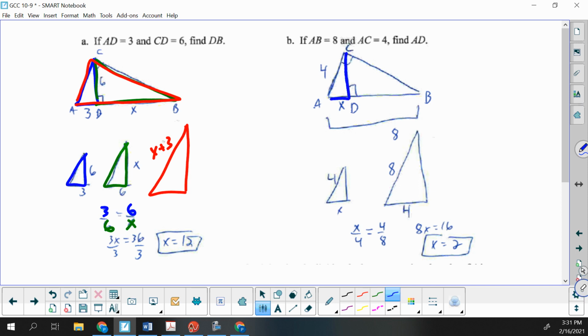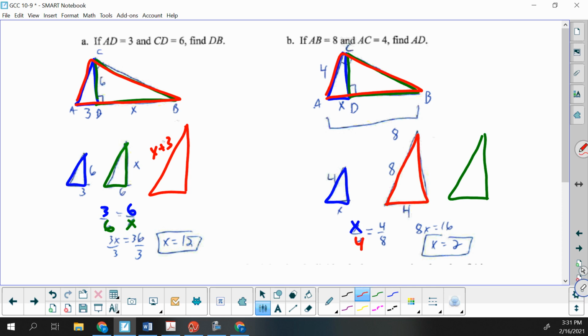And your next one, after you label everything, this was our blue. This one here is the one that we actually didn't know anything for. And then that was our red. So we had x from the blue over 4 from our red is equal to 4 from the blue over 8 from the red. And when you cross multiply and solve, you got x was 2.